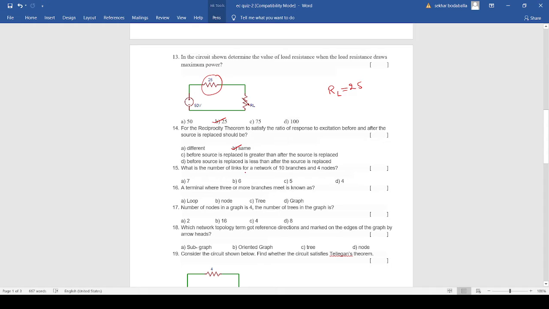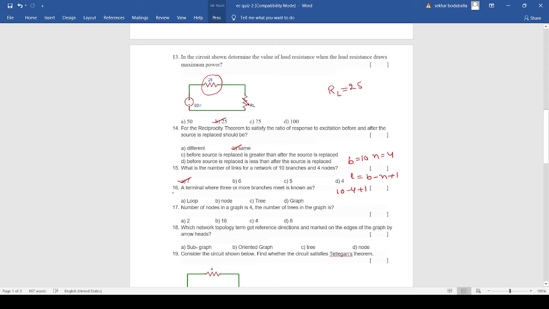What is the number of links for the network of 10 branches and 4 nodes? So the number of branches B is given, that is 10, and the number of nodes N is also given, that is 4. For the number of links we have the formula: number of links is equal to number of branches minus number of nodes plus 1. So here B is 10, so 10 minus 4 plus 1, that is 7. So option A is the correct answer for the 15th question.